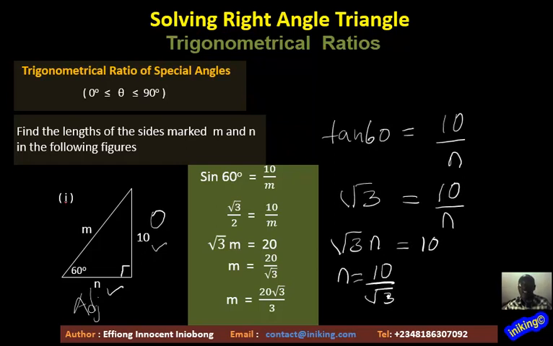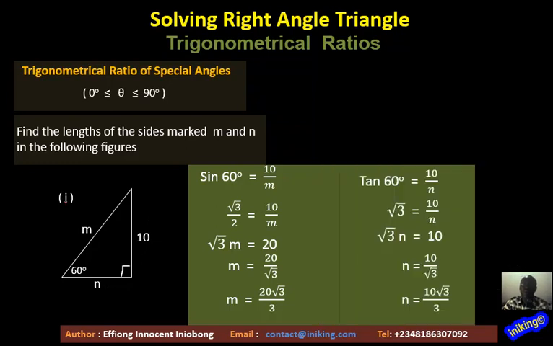Of course, I can rationalize again because I don't want to leave the denominator as an irrational number. So I just multiply both numerator and denominator by root 3, that is the irrational number itself. That gives me 10 root 3 divided by 3. That's it for the first problem. Let's move now to the second problem. That's a summary for N.